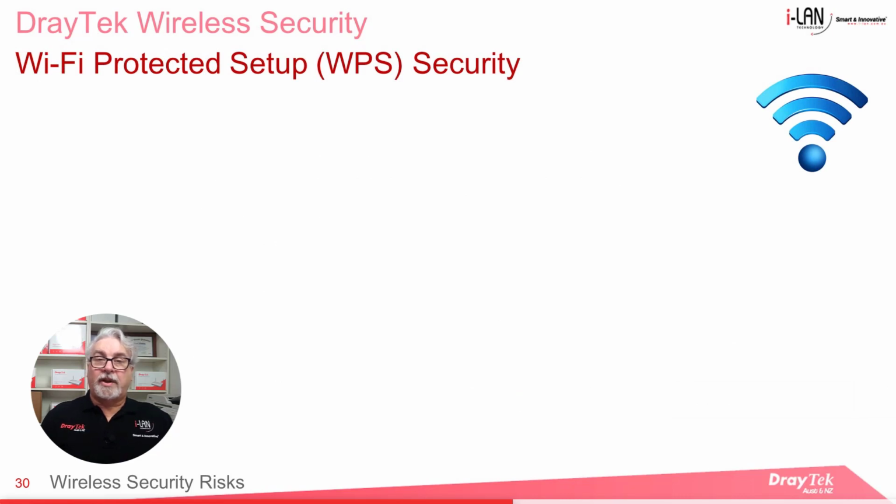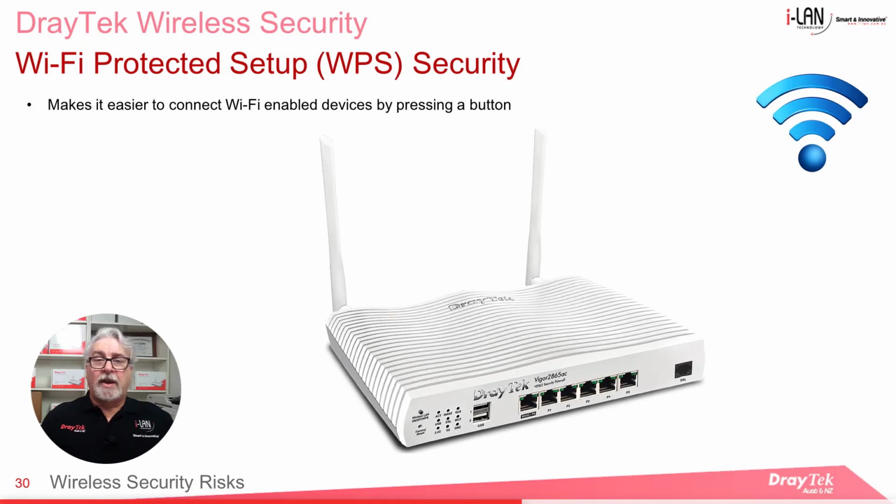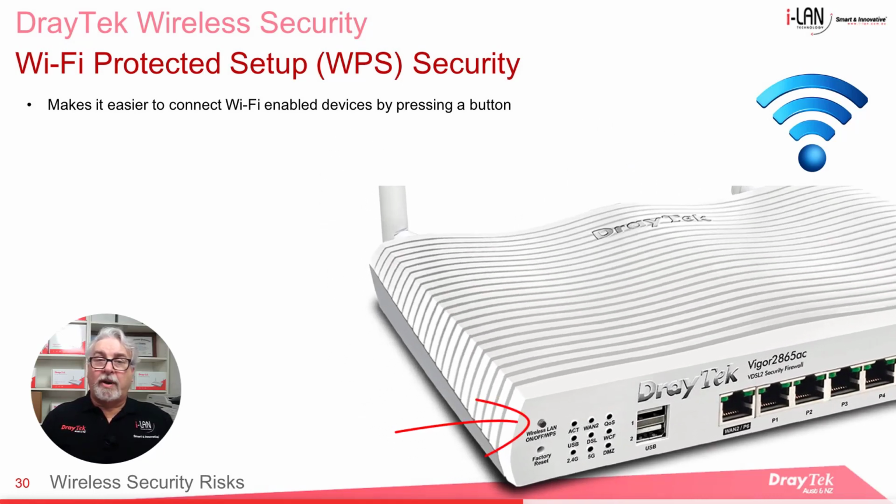Another security risk that is sometimes overlooked is the Wi-Fi protected setup function known as WPS that is available in most wireless routers and access points. Having WPS enabled makes it easier for users to connect to the wireless network without the use of a pre-shared key. It's as easy as pressing a button on the router or access point. Then you have a short period of time to establish a connection from a wireless client device.